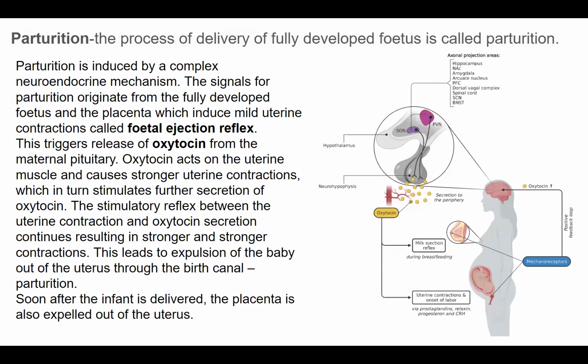If you see in this diagram, during parturition, as I was stating, oxytocin is produced, which causes the milk ejection reflex as well as uterine contraction. In both these cases, there is a positive response on oxytocin secretion. So oxytocin secretion will keep increasing.